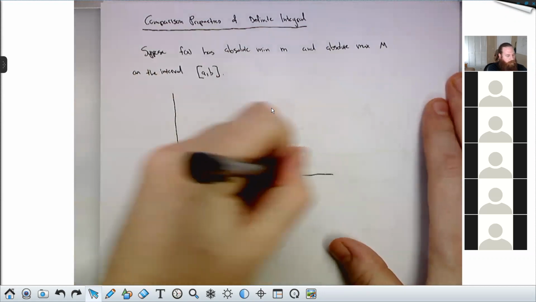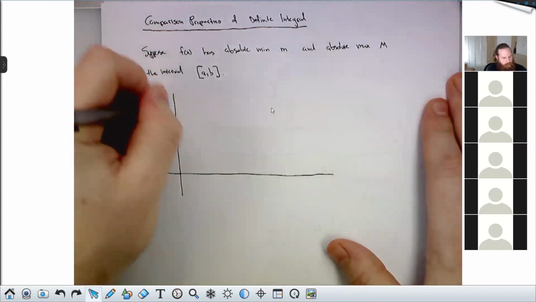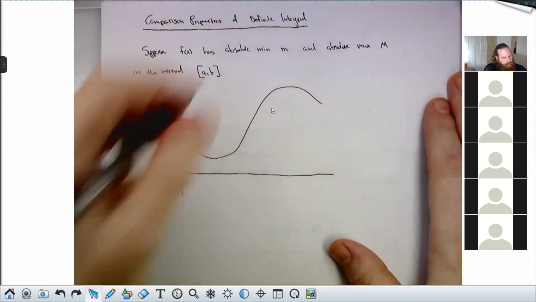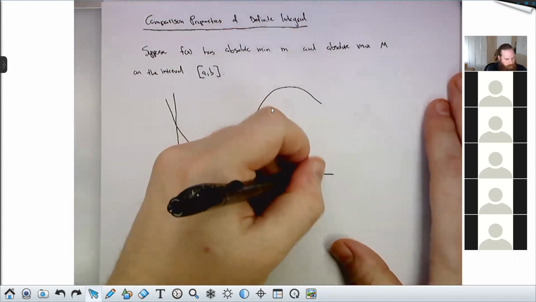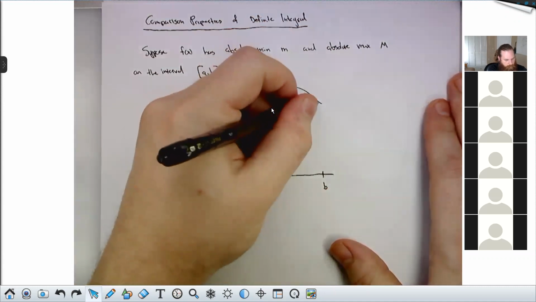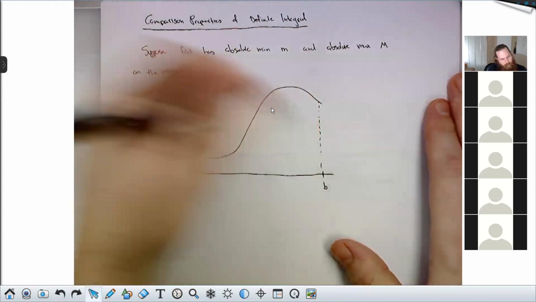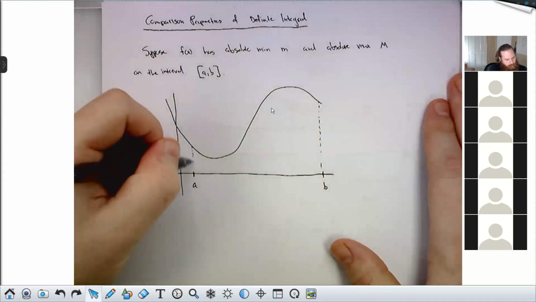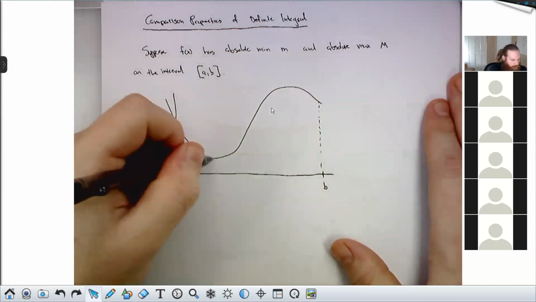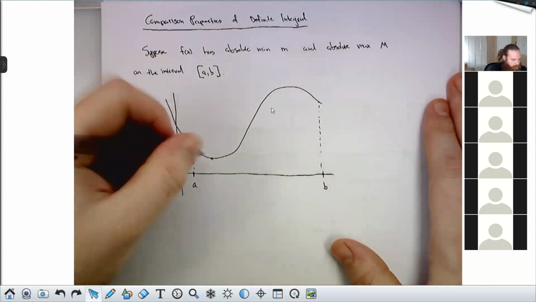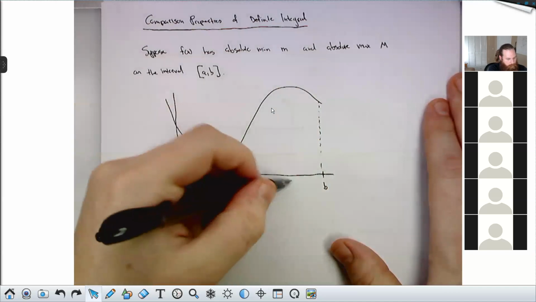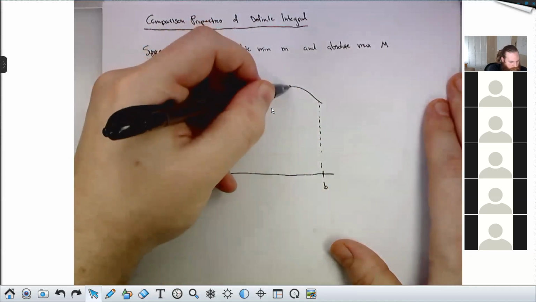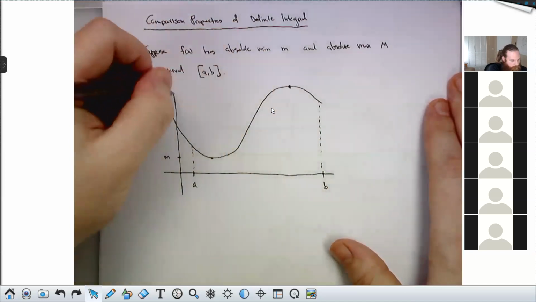Let's draw a picture of what this might look like. All right, so maybe here's a, and maybe here is b. The absolute min occurred right here, so this y value would be little m. The absolute max occurred right here, so this y value would be big M.